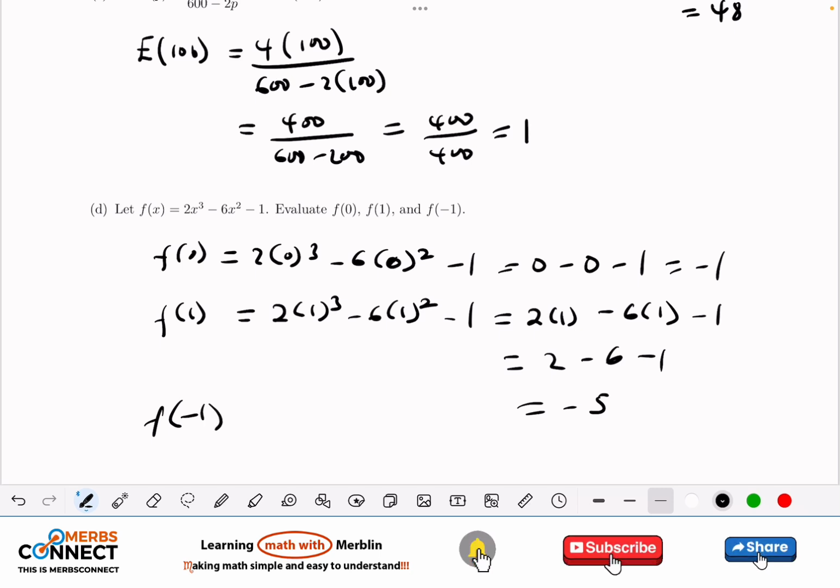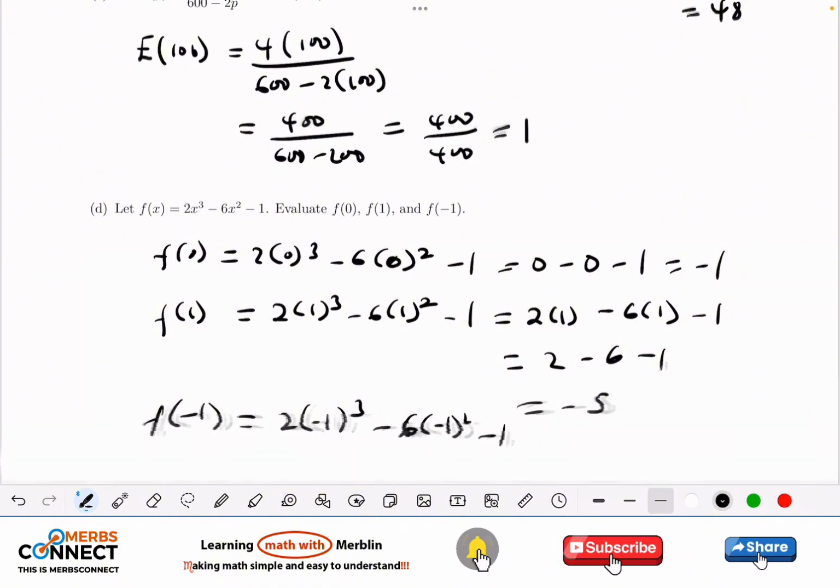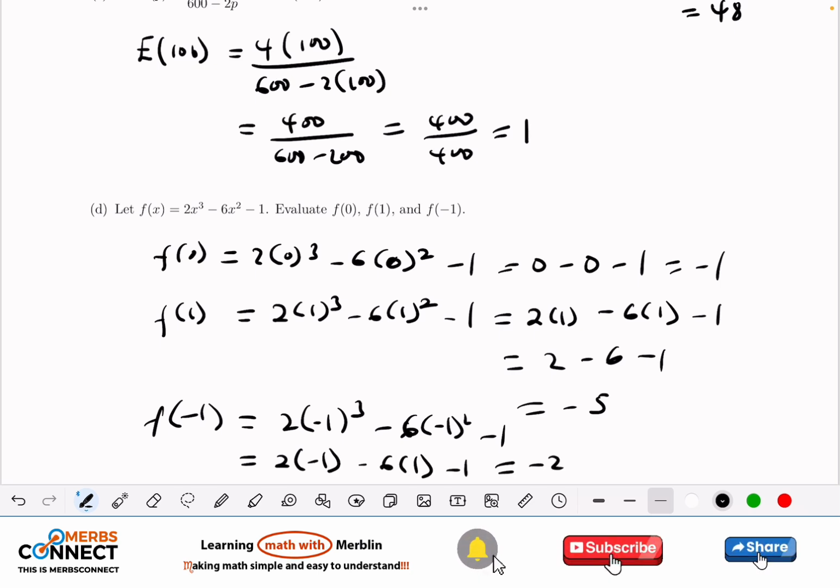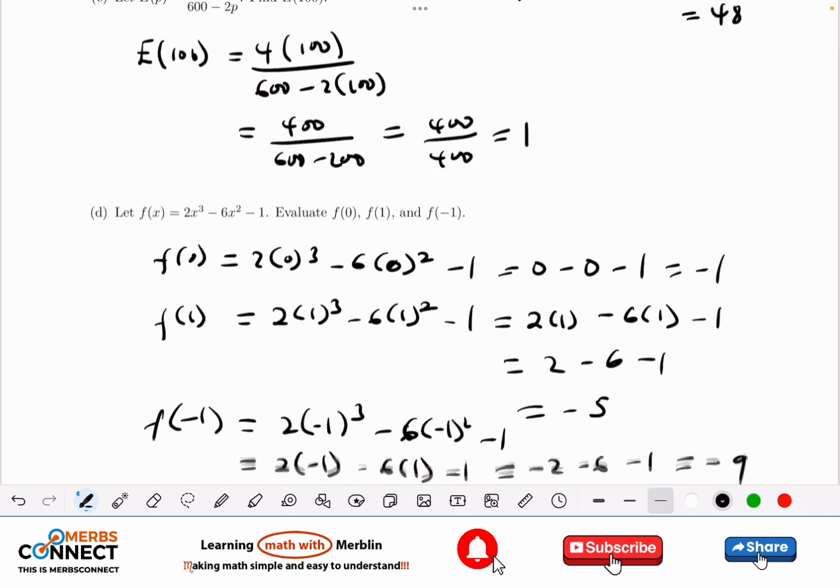F of minus 1 will be 2 times minus 1 cubed minus 6 times minus 1 squared minus 1. And then this is going to be 2 times negative 1 to the power 3 is still negative 1, minus, this one will be minus 1. Then minus 2 minus 6 minus 1, which is going to be minus 9, which is very nice.